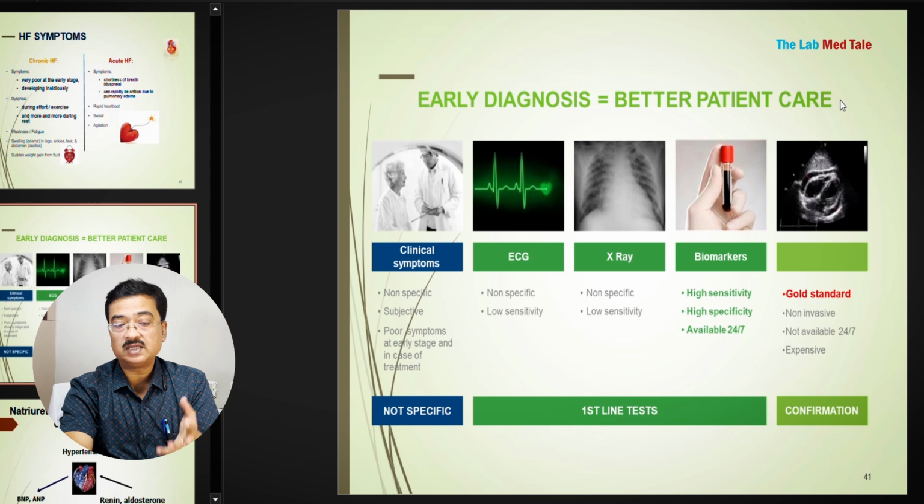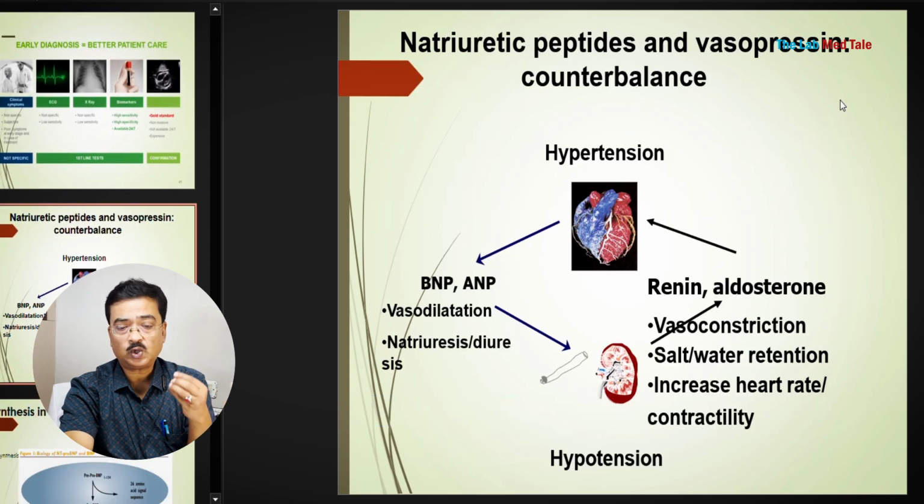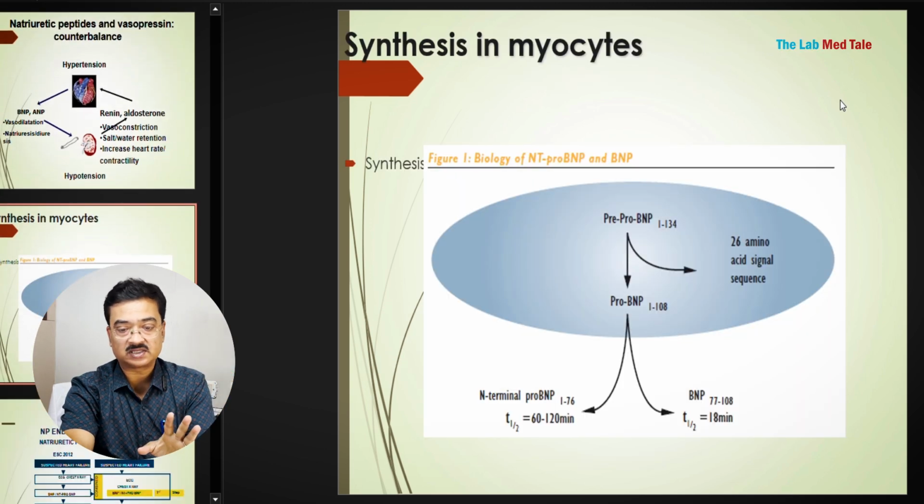So, as you know, what does NT-proBNP do? Whenever there is hypotension, the renin-angiotensin-aldosterone activity increases, so that sodium and water retention increases the blood pressure. But in severe hypertension, what happens? You need vasodilatation and natriuresis to bring it down. The same thing happens in the case of natriuretic peptides, as I have already discussed. I am not discussing it here.